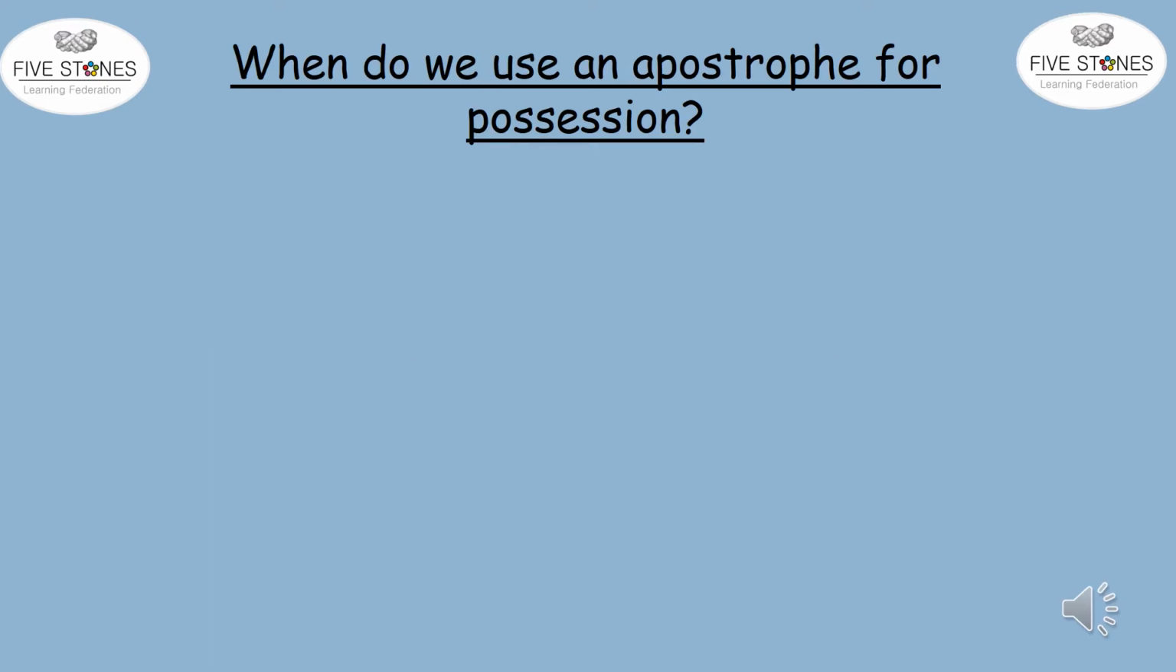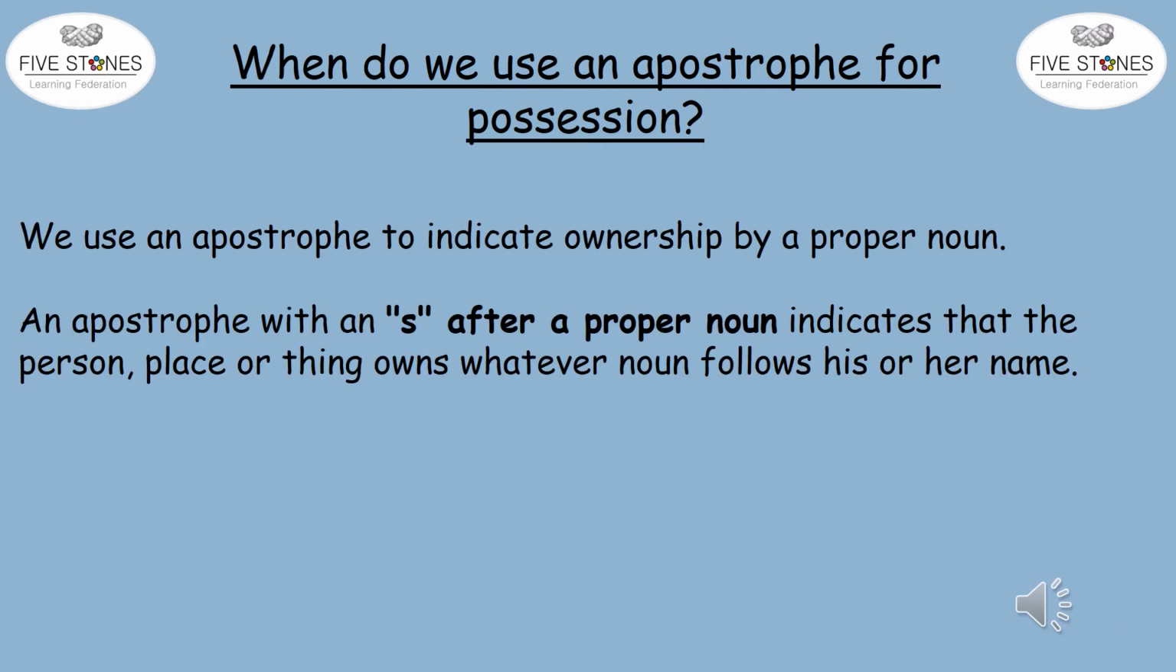When do we use an apostrophe for possession? I'll give you a few seconds to think about that. When do we use an apostrophe for possession? We use an apostrophe to indicate ownership by a proper noun. An apostrophe with an S after a proper noun indicates that the person, place or thing owns whatever noun follows his or her name.